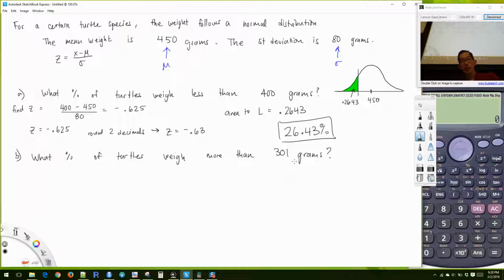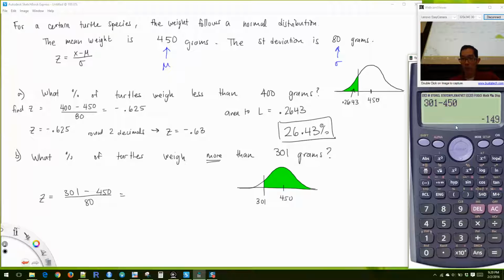All right, let's do this next one, okay? What percentage of turtles weigh more than 301 grams? Okay, so if I draw a little diagram, again, I'm putting 450 in the middle, 301 is over here, and I want the area this time to the right, okay, because it says more than 301. So here I'm going to say z is equal to 301 minus the mean of 450 divided by our standard deviation of 80. 301 minus 450 divided by 80 gives me negative 1.8625.